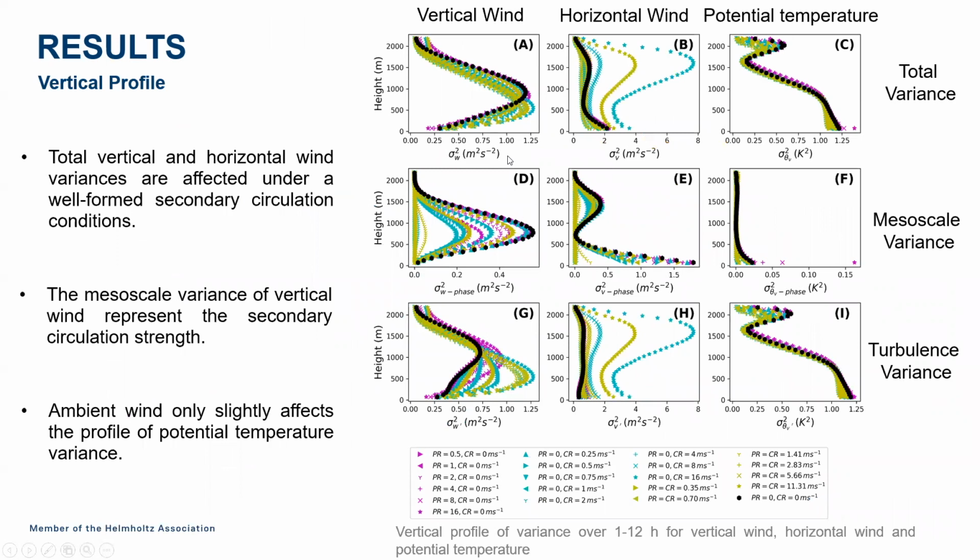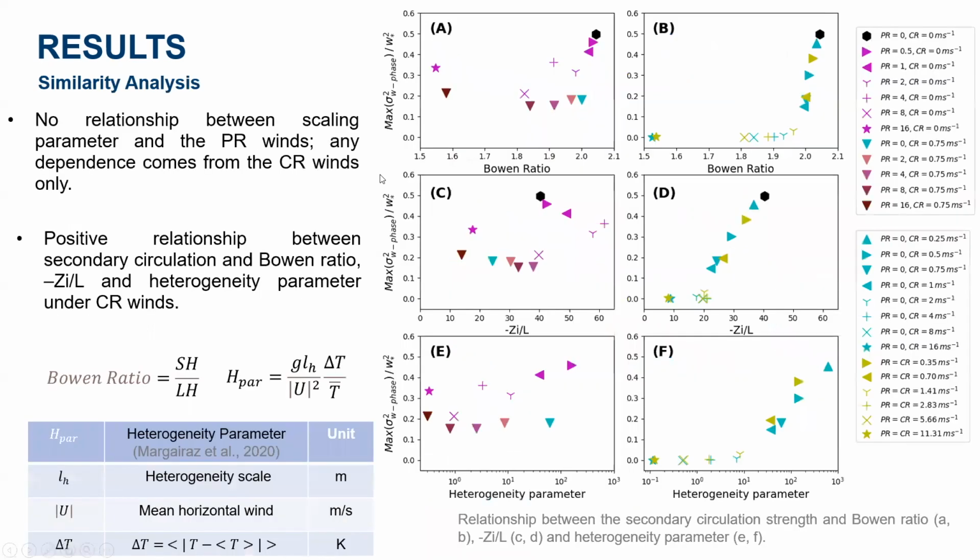This figure shows the vertical profile of variances for the vertical wind, horizontal wind, and potential temperature respectively. The total variances of horizontal wind are affected under well-formed secondary circulation conditions. The mesoscale variances of the vertical wind represent the secondary circulation strength, while the ambient wind only slightly affects the profile of potential temperature variance.